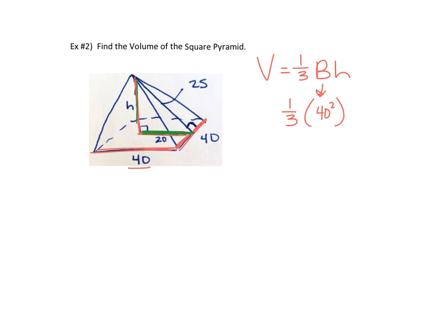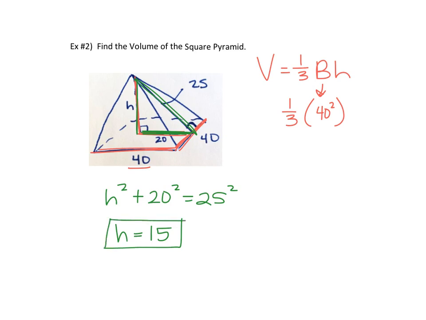So you're looking at a right triangle here. So h squared plus 20 squared would have to equal 25 squared. And then you can solve for h. And when you simplify that and solve for h, you get 15. So your height is 15. And you're going to plug that in right here.